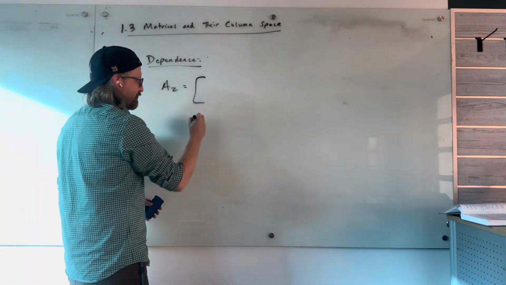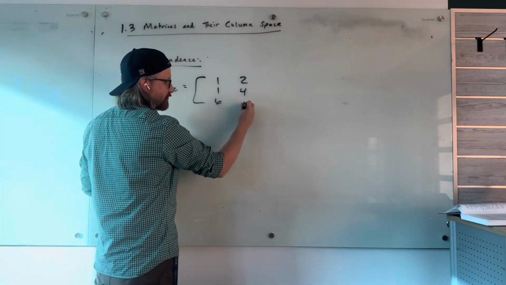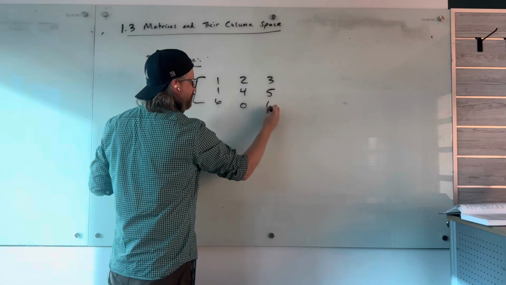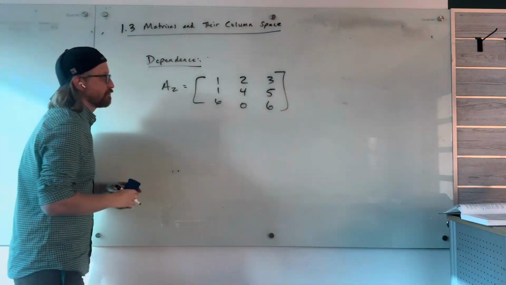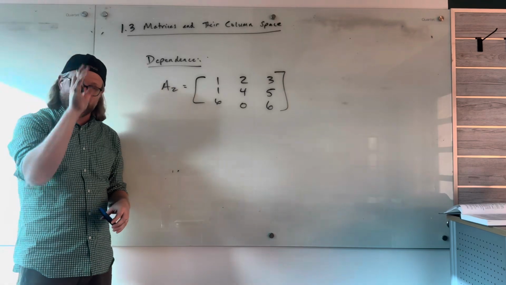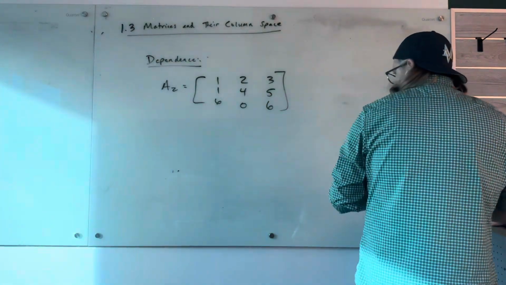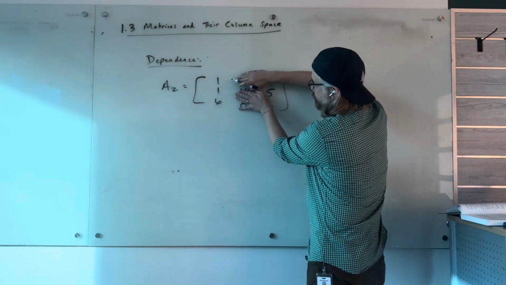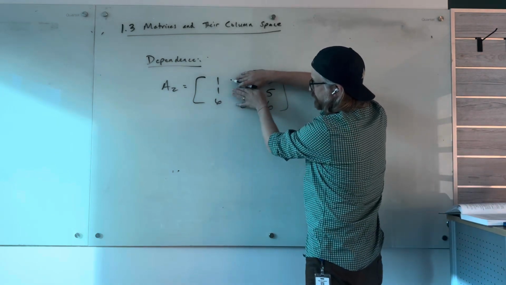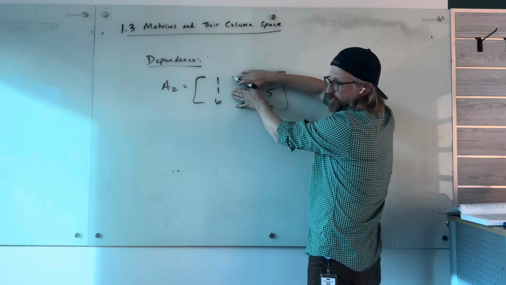So let's say the second matrix is 1, 1, 6, 2, 4, 0, 3, 5, 6, like so. If we're looking at column vector by column vector, reading from left to right, and I cover up these vectors here, notice that this first vector is automatically independent. There's no other vector that can give a combination of it, so we're done.